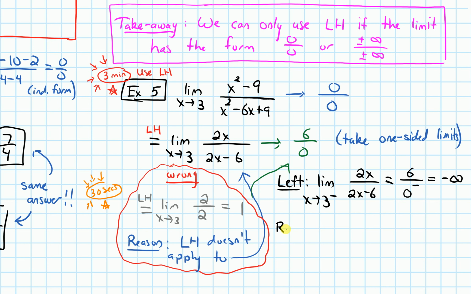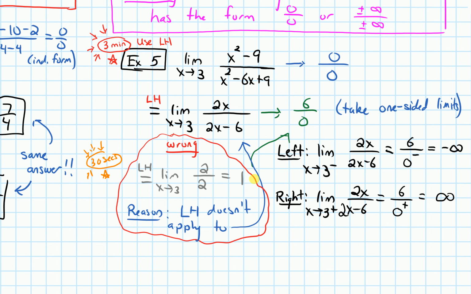Let's do the limit from the right. So from the right, we get the limit as x approaches 3 from the right of 2x over 2x minus 6. Again, for the same sort of reason, the top is 6. And this time, because x is approaching 3 from the right, x is larger than 3. So plugging that into the denominator will give us something a little bigger than 0. So I'll write 0 with a plus sign. All right, so here this is positive infinity because the top and the bottom are both positive.